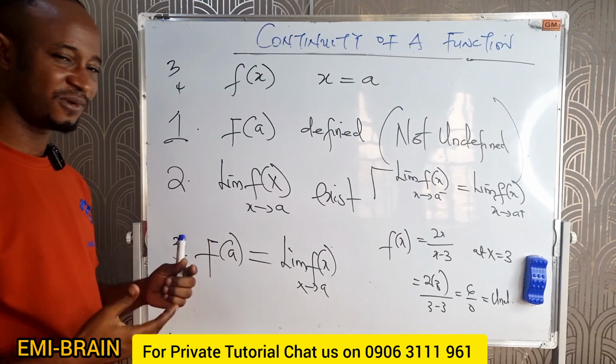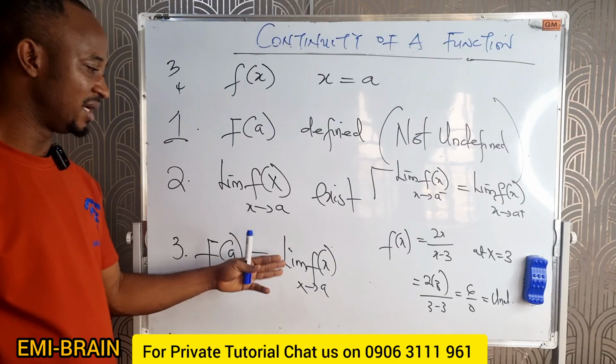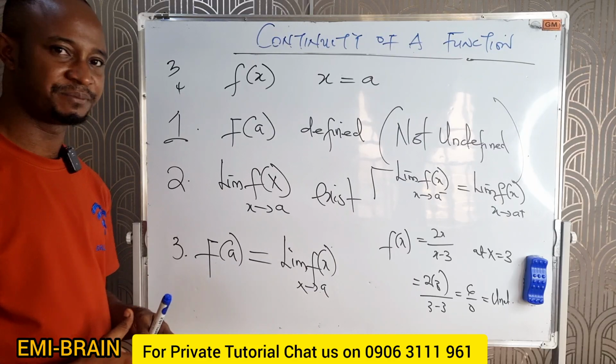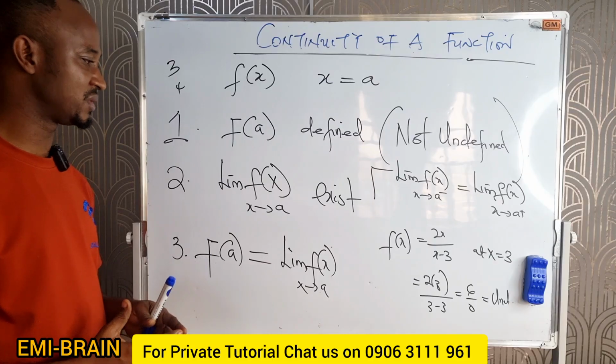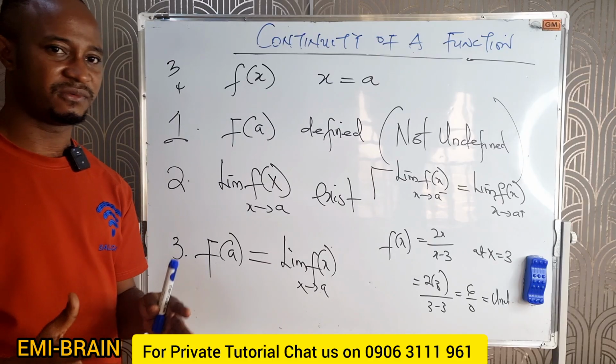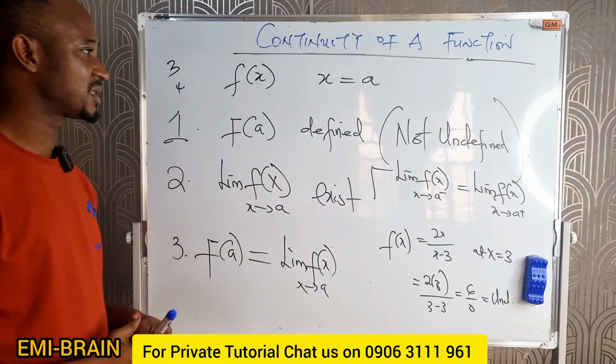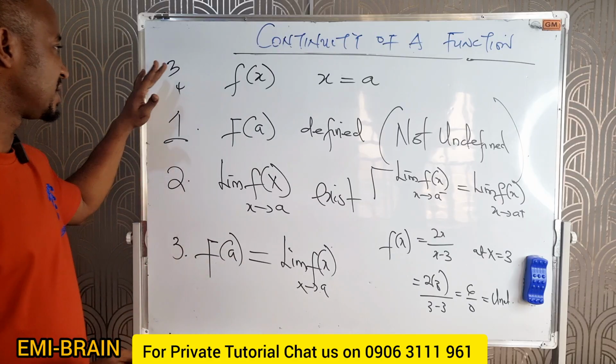Number 3, f of a must be equal to the limit of f of x as x approaches a. Now let's see some examples from the textbook and from past questions. But don't forget these 3 tests.